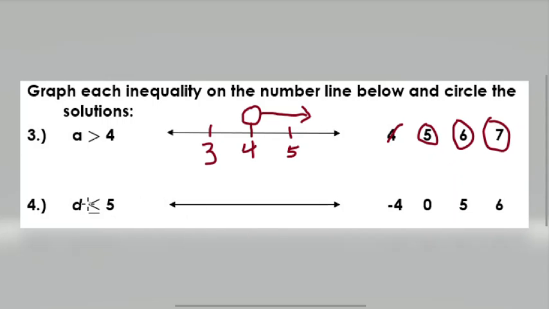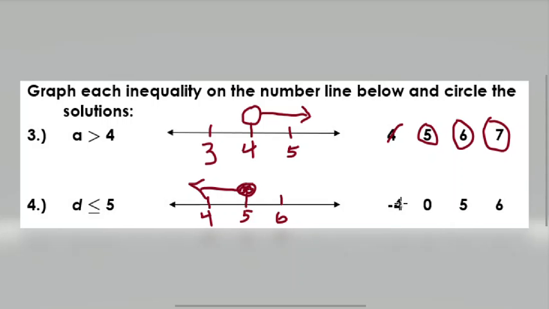It says D is less than or equal to 5. So I'm going to put 5 in the middle, put a number that's bigger than 5, and a number that's smaller than 5. And let's pick out which one. Oh, it's less than or equal to. So that means I'm going to put a circle above 5, and then I'm going to shade in my circle. And then it says less than, so I put my arrow pointing towards the numbers that are less than 5.